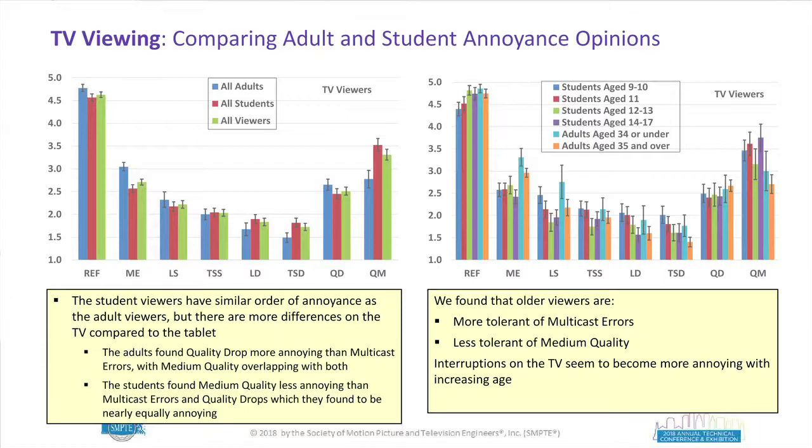But again, there is some sort of trend for the older viewers, as you can see here on the graph on the right. The older viewers had more tolerance of multicast errors here, less tolerance of medium quality, and as we increased the age, they were less tolerant of the interruptions on the TV.